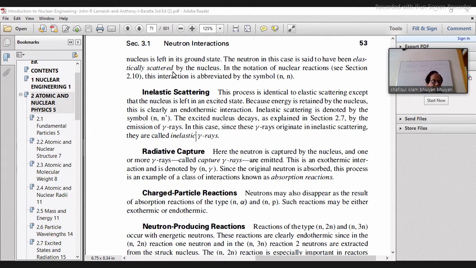So we just say in this case, the neutron strikes the nucleus and the neutron reappears, and there is a conservation of energy, and there is a recoil nucleus. We will talk lots on this elastic scattering later, because this is a very important subject for the reactor.